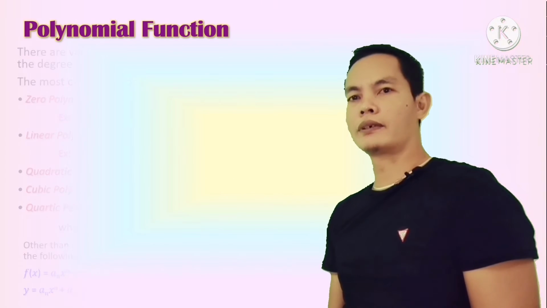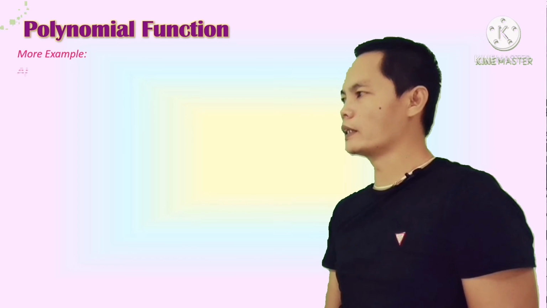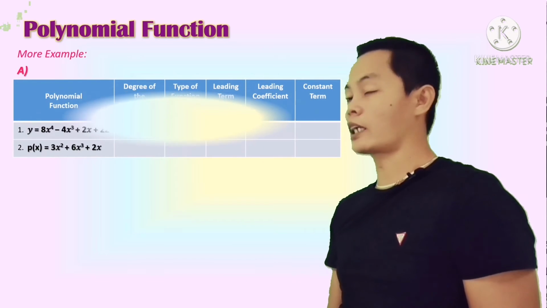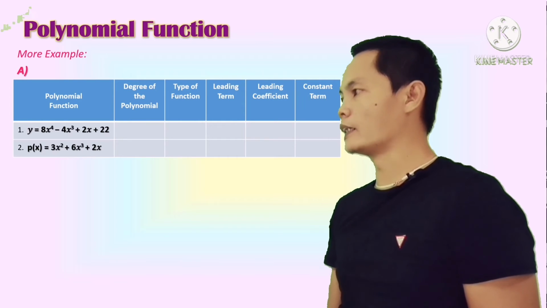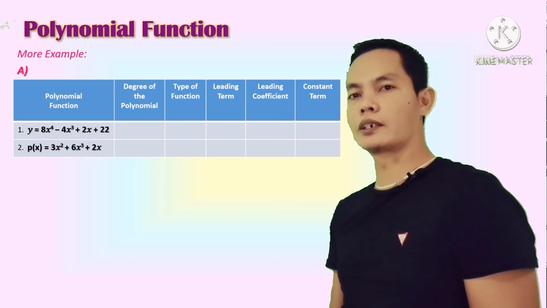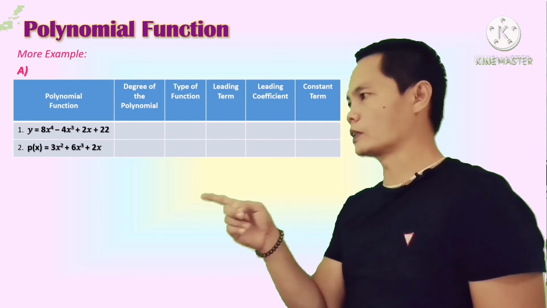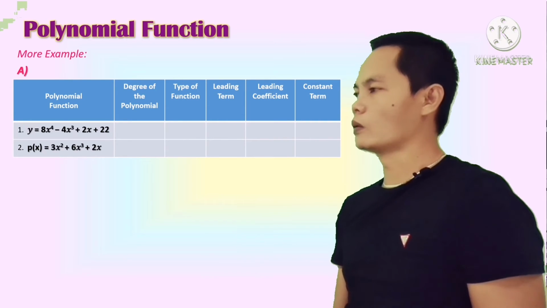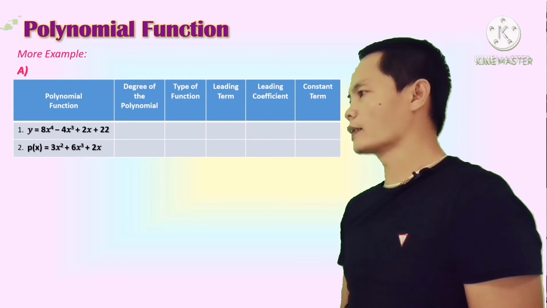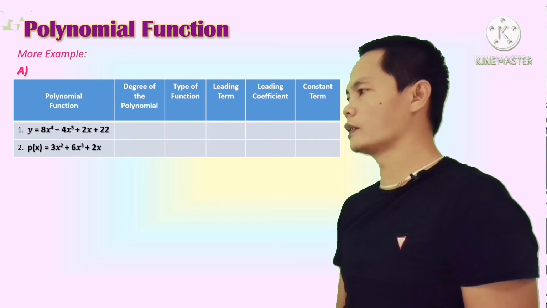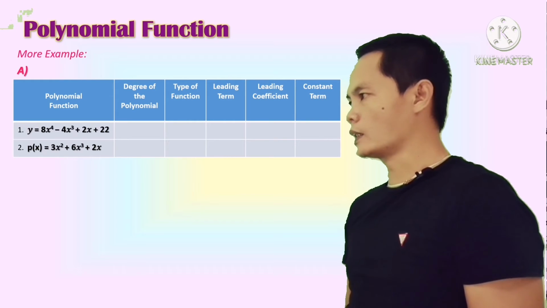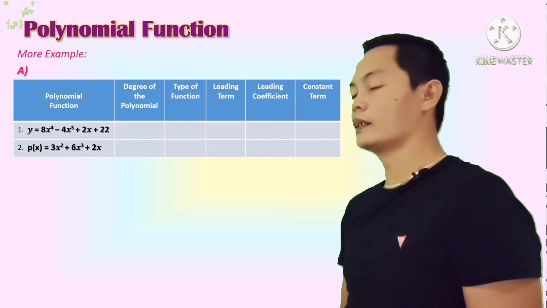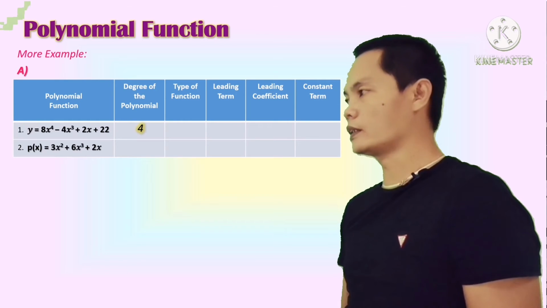We will now give an example for this. How do we determine the type of polynomial function, the leading term, the leading coefficient, and the constant term? So we have two examples here. Number 1, y equals 8x to the fourth minus 4x cubed plus 2x plus 22. So the degree of the polynomial here is 4, or fourth degree.